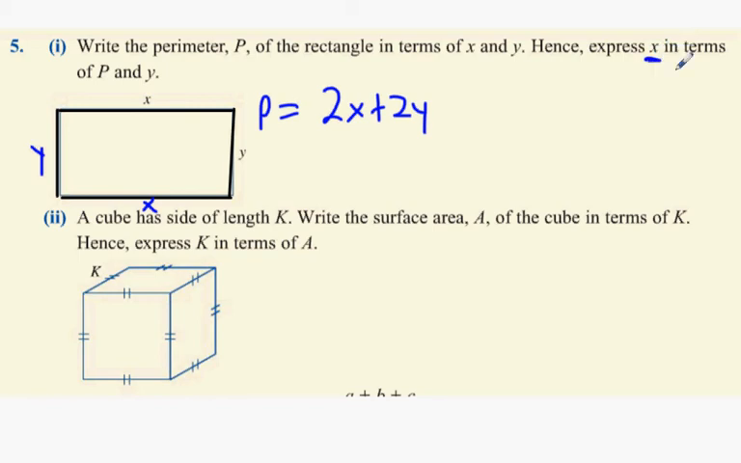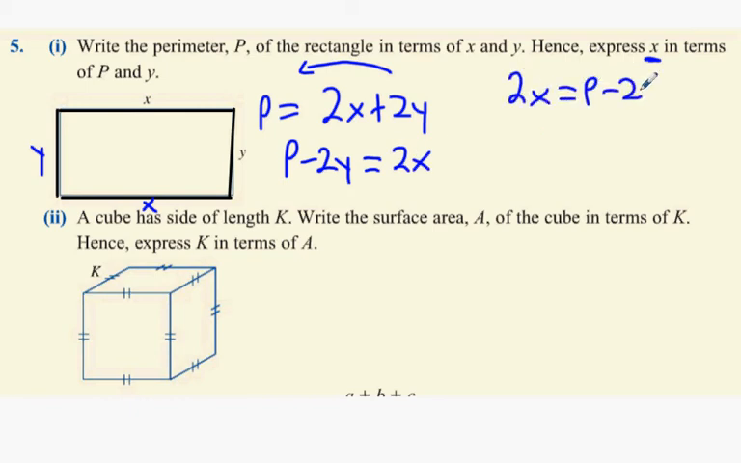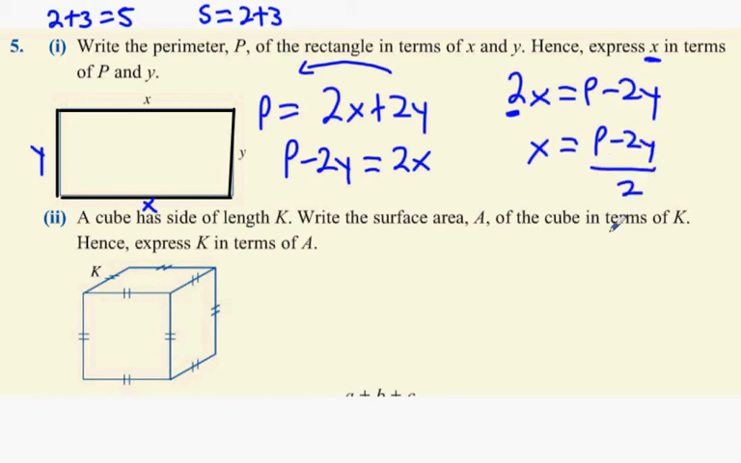Get x on its own. So, bring the 2y over the other side. P minus 2y equals, I'm going to propose a spin. 2x equals p minus 2y. Does anybody know what I did there? If 2 plus 3 equals 5, 5 is the same thing as 2 plus 3. And I didn't need to change any signs, did I? No. Then what do I do with the 2? It's handy, isn't it? Handy question. Okay. What about the next one?